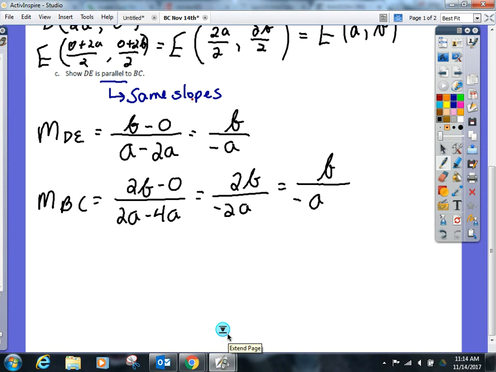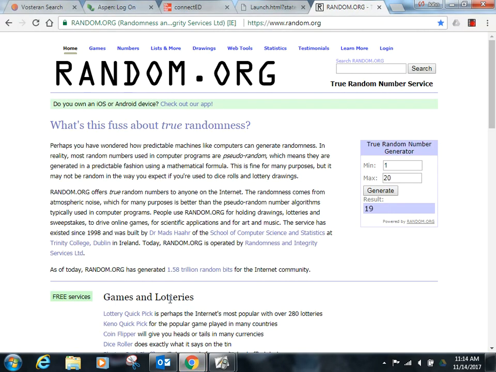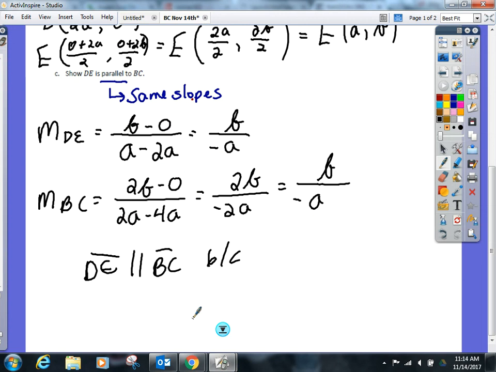All right, so we just proved that DE, anybody remember the symbol from the 3rd unit for parallel? There we go, 2 vertical lines, parallel to BC. Because, how did we know? What's your work showing right now? Why are those 2 lines parallel? Here we go, 15. Because they have the same slopes.